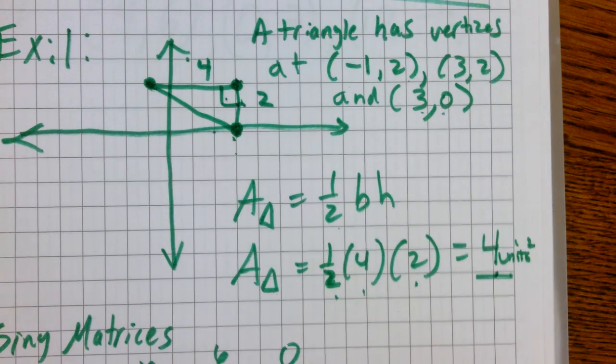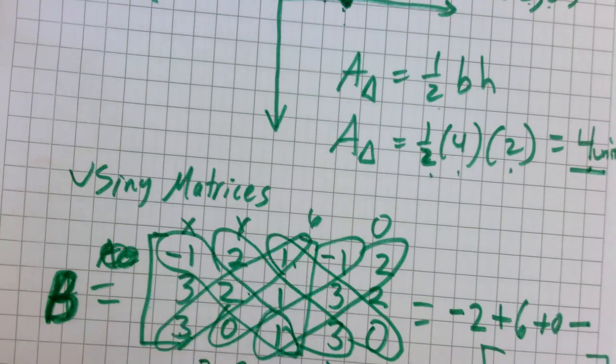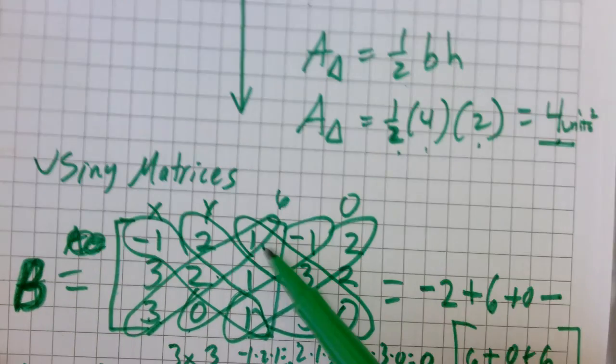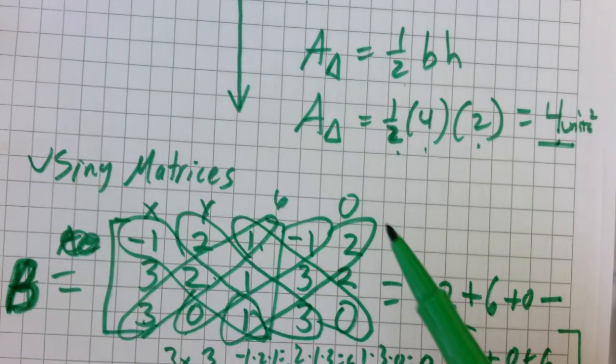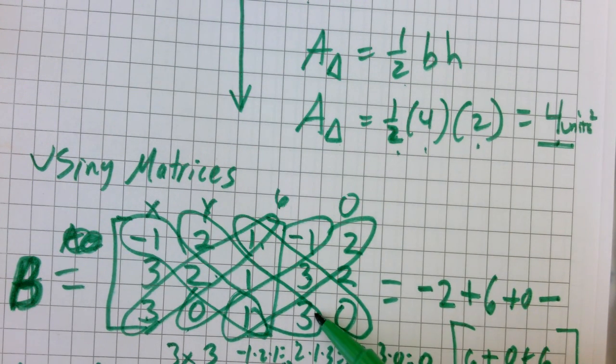But if I wanted to use matrices, all I do is put the coordinates here, -1, 2, 3, 2, 3, 0. And then I write ones in the last column. That's the matrix. And we need to find the determinant to find the area. So I repeat the first two columns, -1, 3, 3, 2, 2, 0.